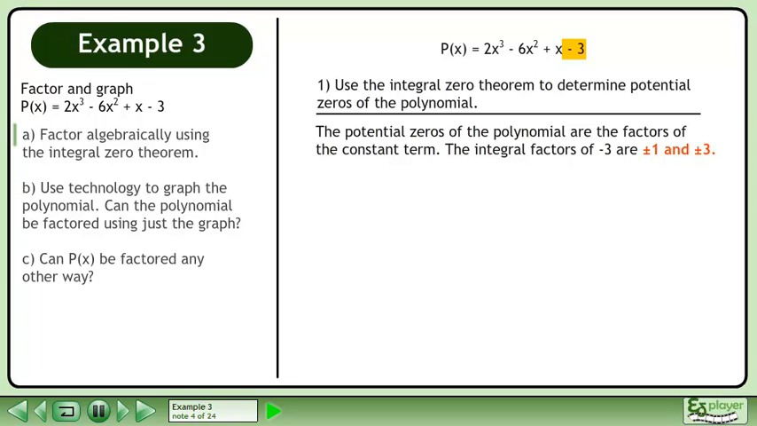The potential zeros of the polynomial are the factors of the constant term. The integral factors of -3 are plus or minus 1 and plus or minus 3.